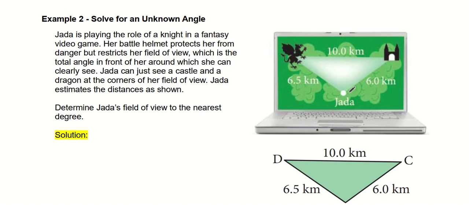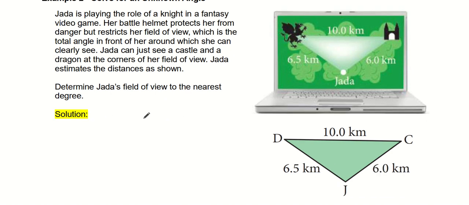So basically, this is Jada, and this is one side, like her field of view is a castle, and the other field of view is a dragon. And it looks like the numbers are given. All sides are given, so it makes her life a lot easier. It's asking you to determine Jada's field of view to the nearest degree. So it's asking you, what is the angle there, right?